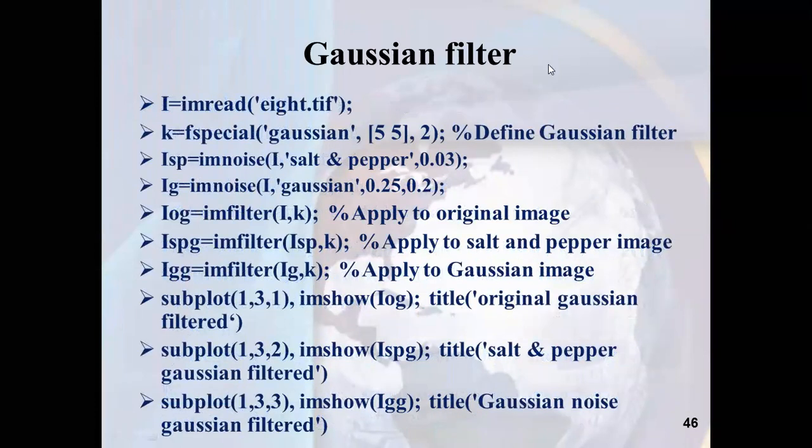Also the same, we take the special Gaussian filter, as we said before, with size 5, and 2 is the standard deviation. We apply salt and pepper noise and Gaussian noise with the mean 0.25 and variance 0.2. And then we apply the image filter with K as the special filter.